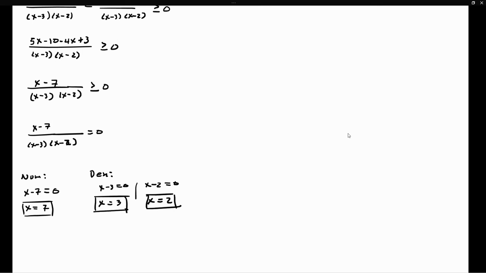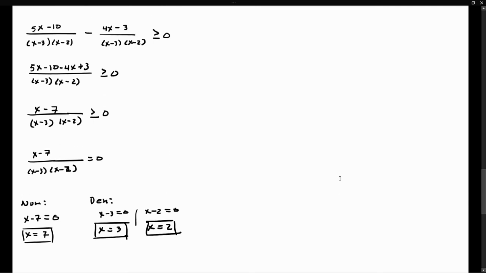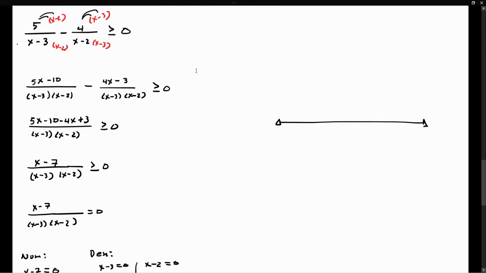So now that we're done with that, we have to test the points. So how do we test the points? Let's create some kind of a number line. So here we have our number line. And let's just plug in the values that we got there. So we got a value. And I just noticed that I made a small mistake here.